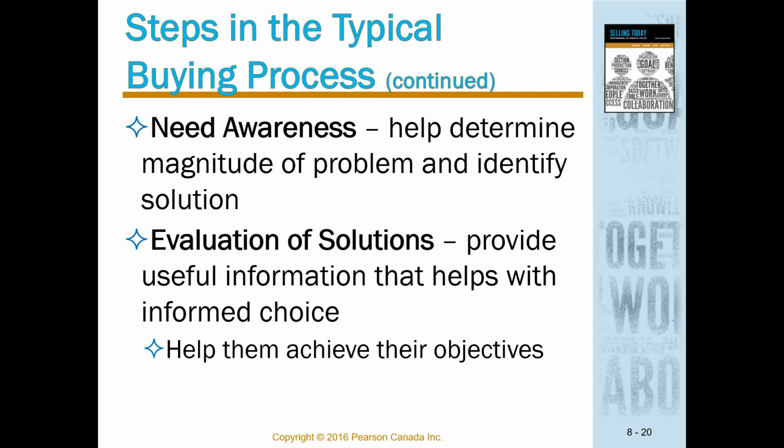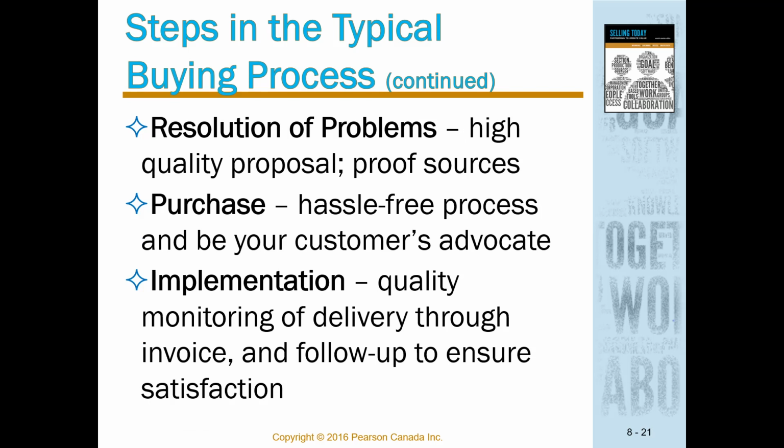So the steps: need awareness, help determine magnitude of problem, identify solutions. So with need awareness, now you know you need to buy something. Then you have to evaluate your solutions. And resolution of problems, this is a high quality proposal. This is where you need to source out proof sources to make sure that there are some out there that can actually solve your problem. And then you need to purchase.